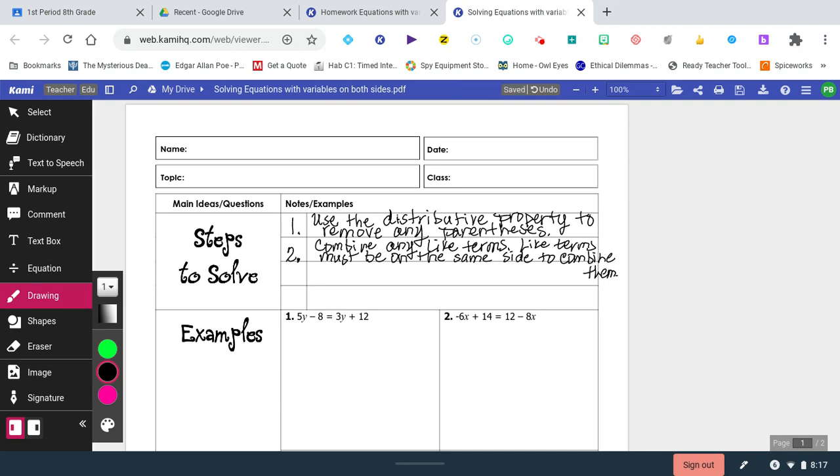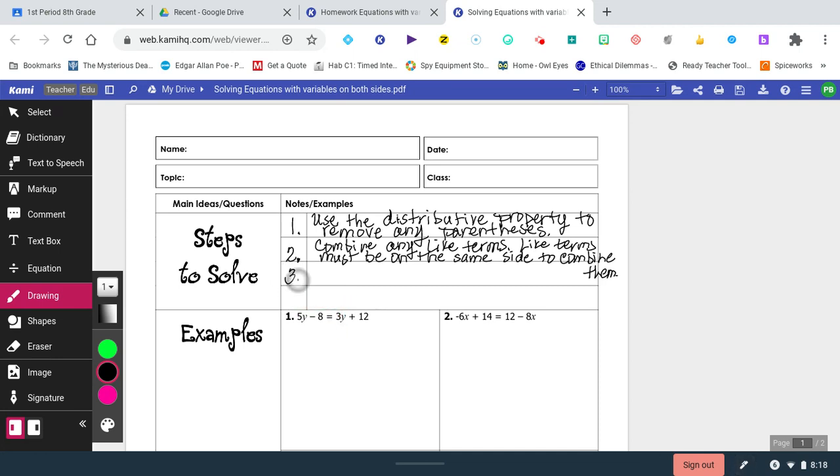Like for instance, if you look at number one, you see 5y on the left side of this equal sign and 3y on the right side of this equal sign. You couldn't put those together and say that makes 8y because they're not on the same side of the equal sign. So if you're going to combine like terms, those terms must be all on the left side of the equal sign, or you can only combine like terms on the right side of the equal sign. So you just can't cross over the equal sign and combine them.